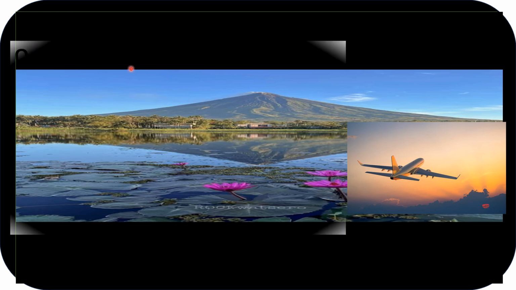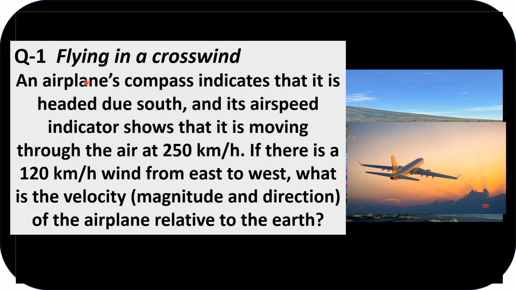Question number 1. An airplane's compass indicates that it is headed due south, and its airspeed indicator shows that it is moving through the air at 250 kilometers per hour. If there is a 120 kilometer per hour wind from east to west, what is the magnitude and direction of the velocity of the airplane relative to the Earth?